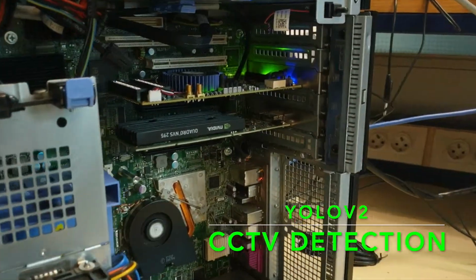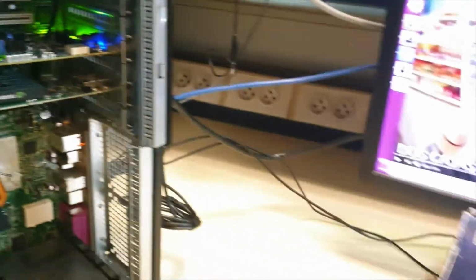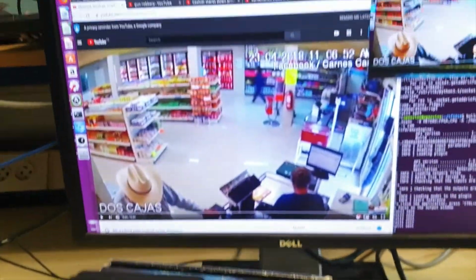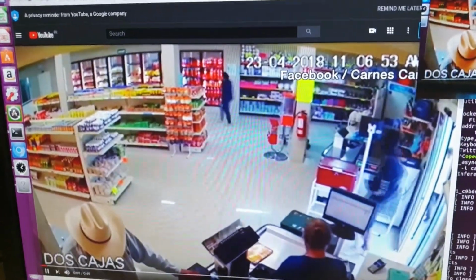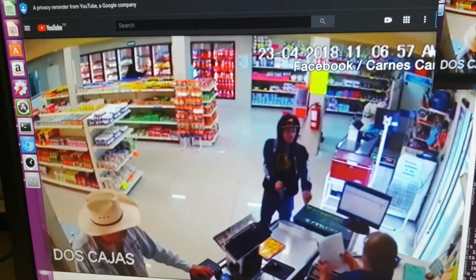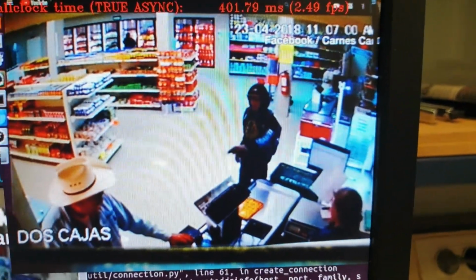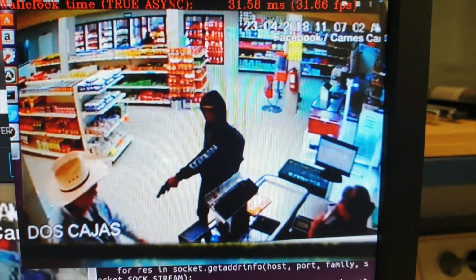The GPU inside the computer is for the screen only. We use a real CCTV footage to demonstrate the ability of the whole system to detect firearms and send a tweet with a picture of the scene. The webcam, feeding the YOLO network with images, filmed the YouTube video on the screen.